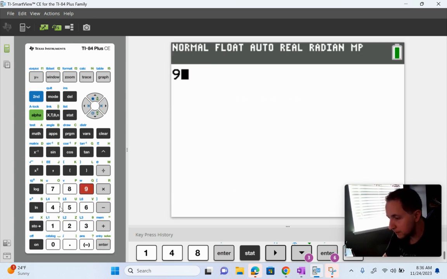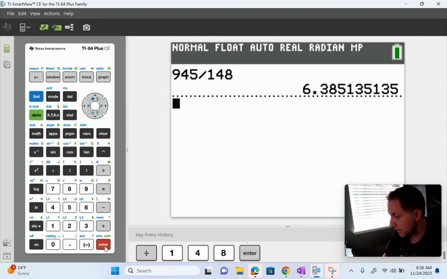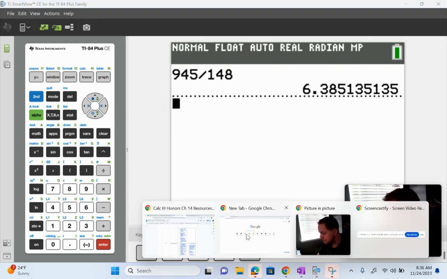6.385135135. 945 divided by 148. There we go. So that confirms the slope and the y-intercept are, in fact, the best possible slope and y-intercept to produce this least squares regression line. I'm going to go to Desmos.